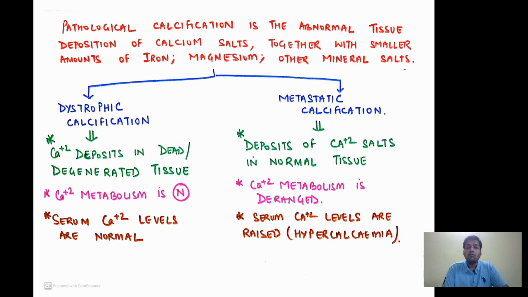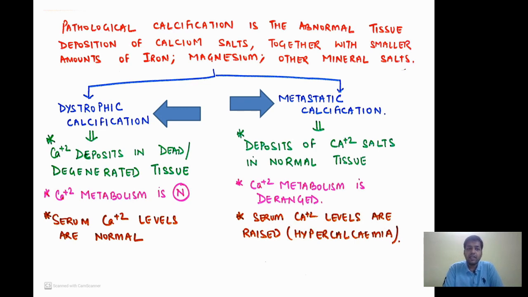Moving ahead, we see the last leg of our lecture, that is calcification. Now what is calcification? Pathological calcification is the abnormal tissue deposition of calcium salts together with smaller amounts of iron, magnesium and other mineral salts. There are two basic kinds of calcification that we have to read: one is dystrophic calcification, another one is metastatic calcification. So what is the basic difference between these two types of calcification?